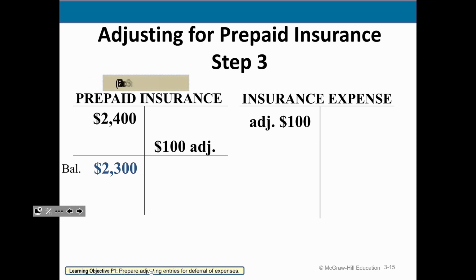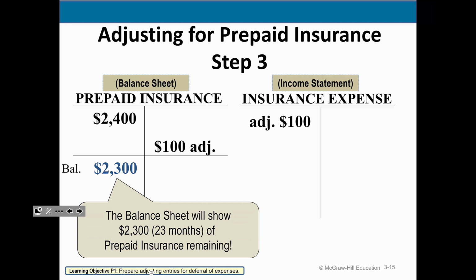So then we have $2,300 as our balance sheet account. Balance sheet accounts are permanent accounts. Make sure you know that. Income statement accounts are temporary.